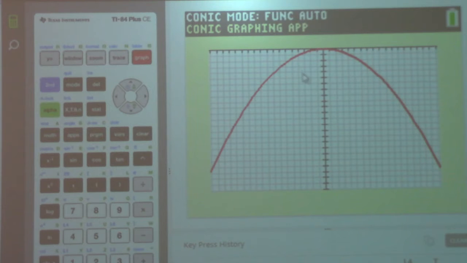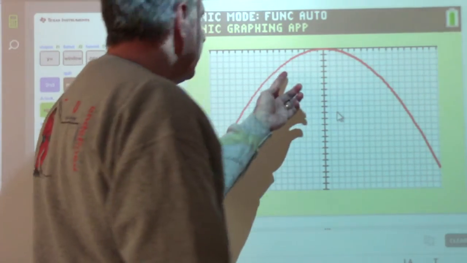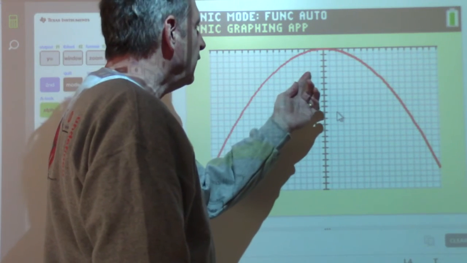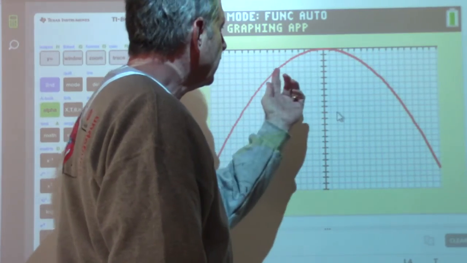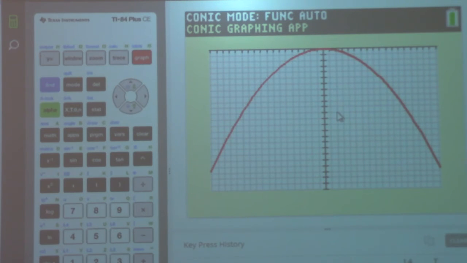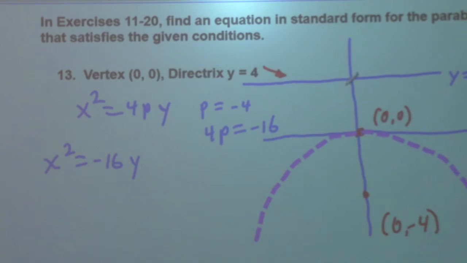So 4p is going to be our focal width. If p is -4, we should be 16 across here, right? So we count 1, 2, 3, 4, 5, 6, 7, 8. So it's 16 from here to here. Focal width is the length all the way across. Focus is the distance from the vertex straight to the focus. And the directrix is the opposite, the same distance from the vertex as the focus, but in the opposite direction. And then the focus is the point.